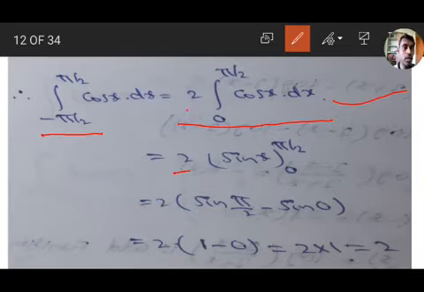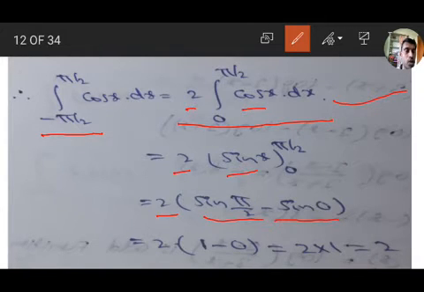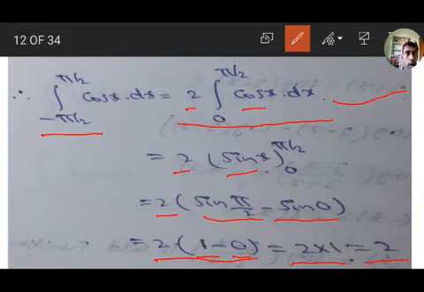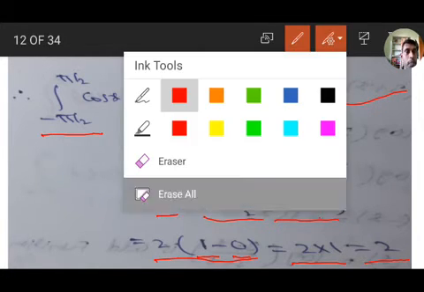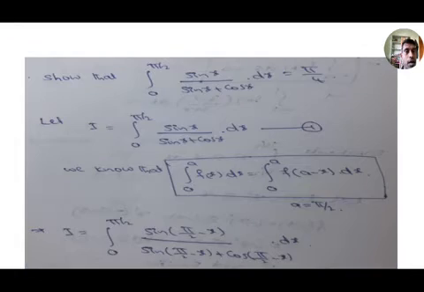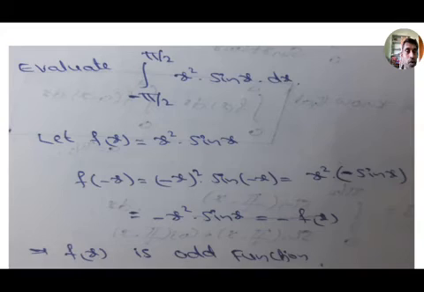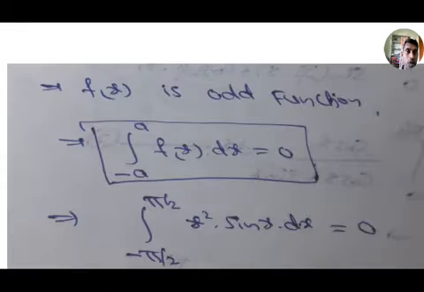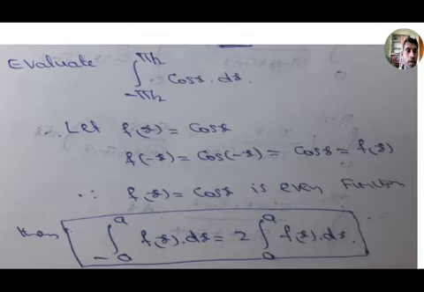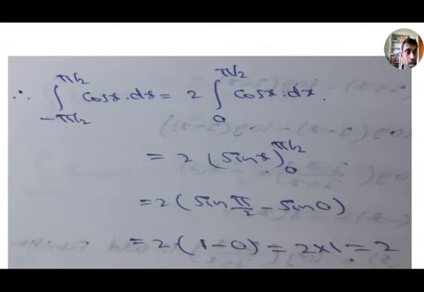So 2 as the coefficient, and the integral of cos x is sin x from 0 to pi by 2. So 2 into sin pi by 2 minus sin 0. Sin 90 value is 1, sin 0 value is 0. So 2 into 1 minus 0, that is 2 into 1 equals 2. That is the integration value. These are the problems based on even and odd functions. If it is an odd function, the integral from minus a to a of f of x dx is 0. If it is an even function, the value is 2 into the integral from 0 to a of f of x dx.